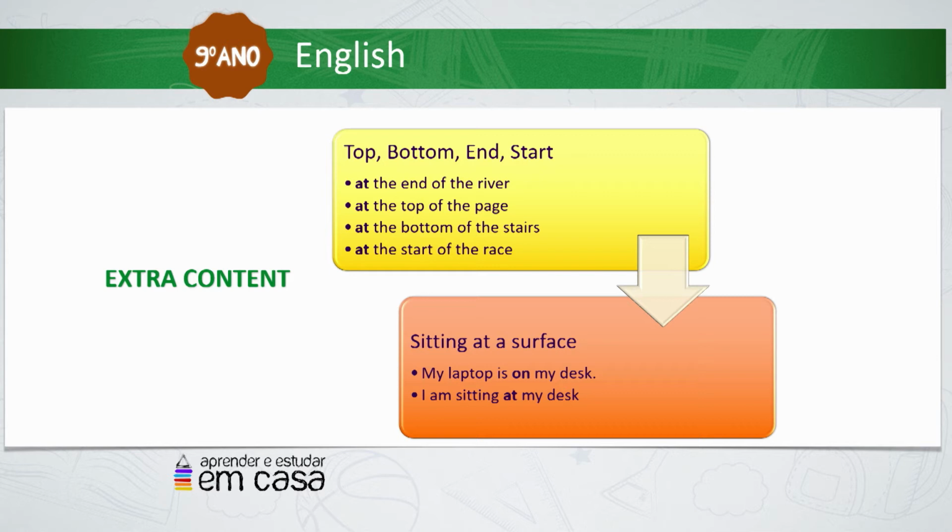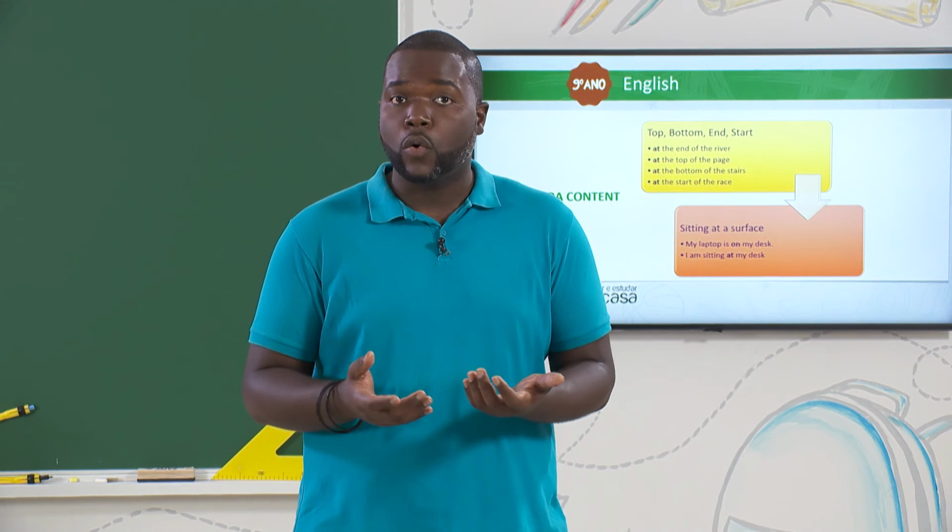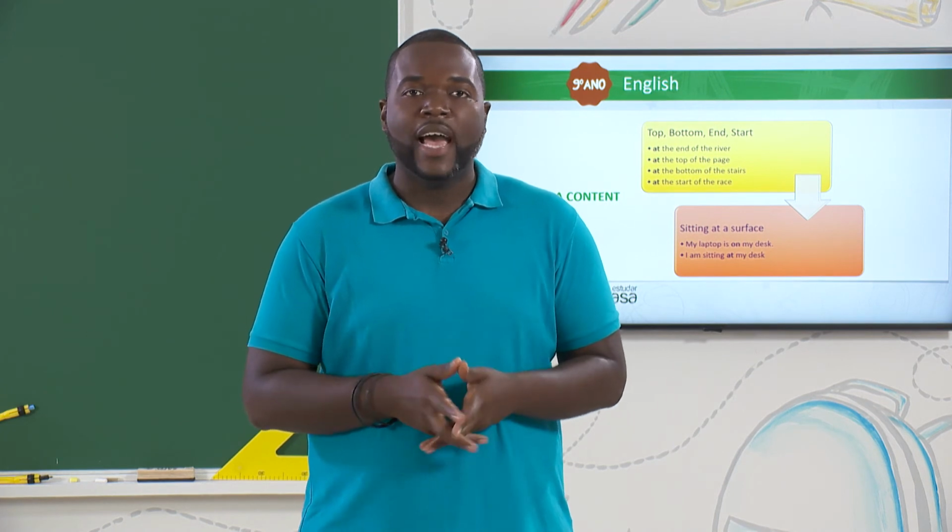Okay, students, but why did we use on in the first sentence and at in the second sentence? Well, it's easy. When we're talking about an object that is on the surface, we use the preposition of place on. But when it's a person who is sitting at a surface, we use the preposition of place at. All right, that was it for the extra content. Now let's see some practice.